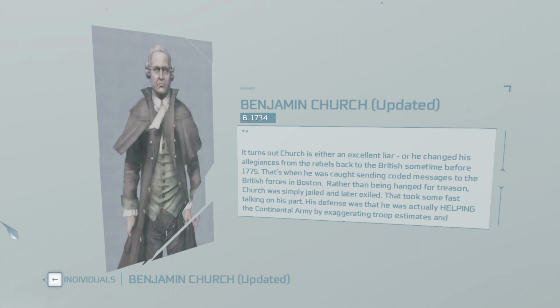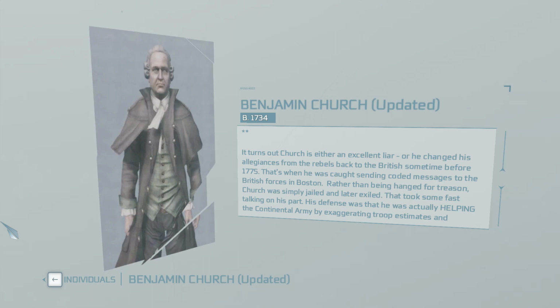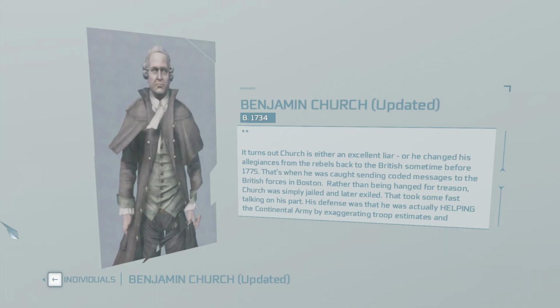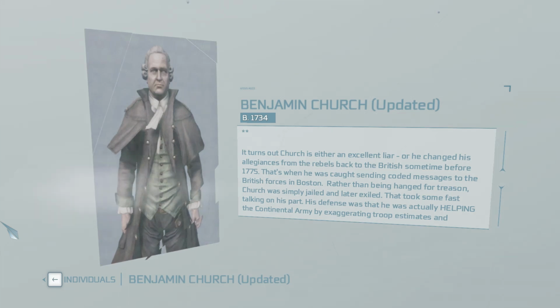And with that, Benjamin Church gets an update. It turns out Church was either an excellent liar or he changed his allegiance from rebels back to British sometime before 1775. That's when he was caught sending coded messages to the British forces in Boston. Rather than being hanged for treason, Church was simply jailed and later exiled. That took some fast talking on his part.